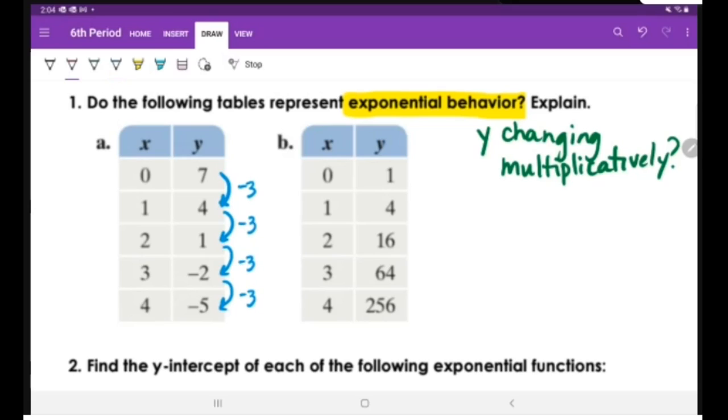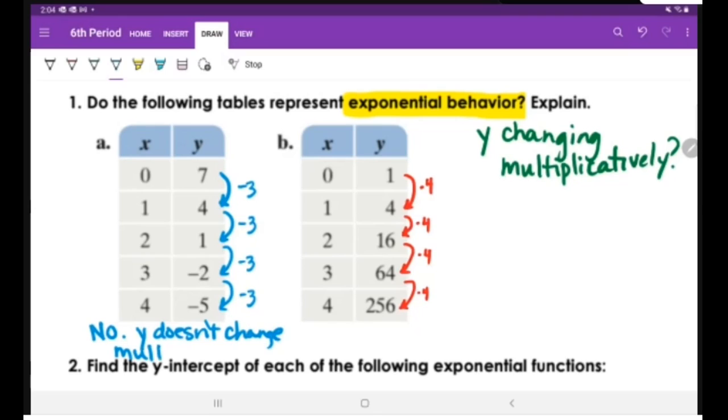And for part B, our y values are counting up. Are they counting up by addition or multiplication? Yeah, what are we multiplying by? 4. You got it. So you just have to find your pattern. That means part A is not exponential. That is not exponential behavior because y doesn't change multiplicatively. That's the pattern we're looking for. We don't have that.